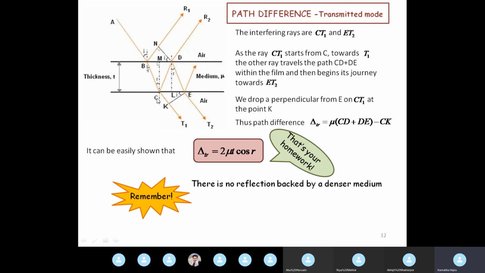There is a reflection here from C to D, but it is backed by a rarer medium. There's air over here. Again, there is a reflection at D as it goes to DE, but again the reflection is backed by a rarer medium as there is air here. And then it goes in the direction of ET2. So these two rays do not suffer reflection backed by a denser medium at any point, so we do not need to apply Stokes' law. There is no additional phase or path difference in the case of the rays in the transmitted mode.